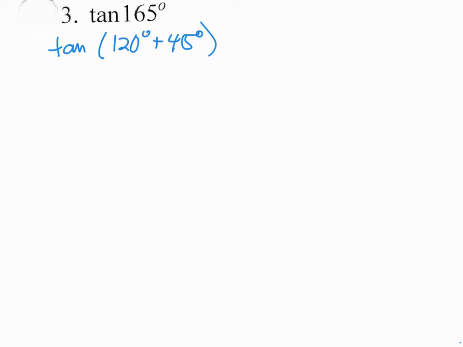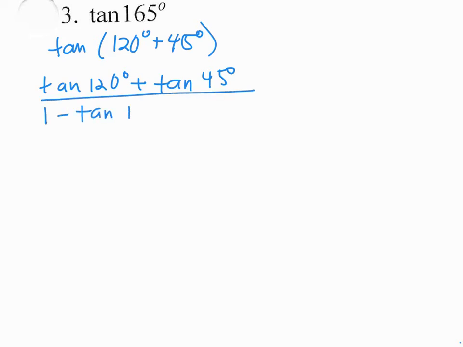Okay, so then I'm looking at my tan formulas. Remember, the tan you don't have to memorize. It's going to go tan 120 plus tan 45. So I'm going ahead and replacing the alphas and the betas with 45s and 120s, over 1 minus tan 120 times tan 45. Now, 45 is easy. You can kind of picture the 1, root 3.